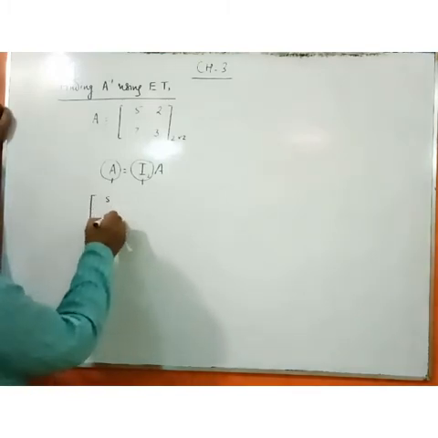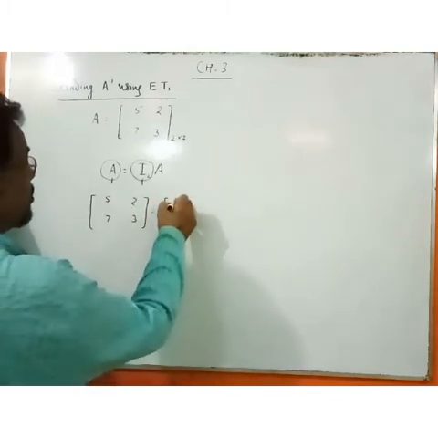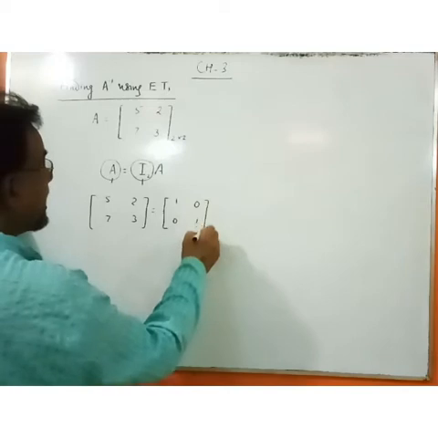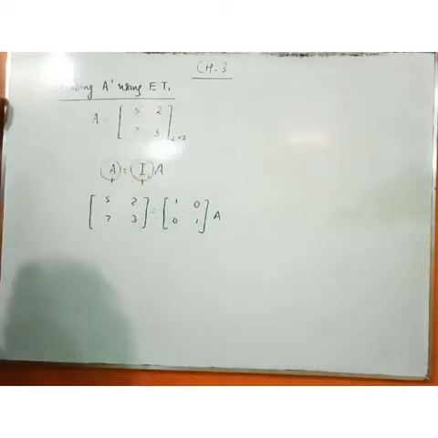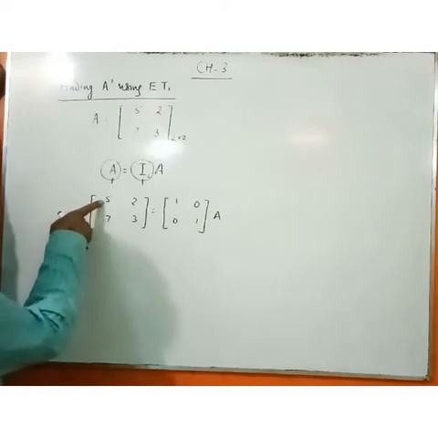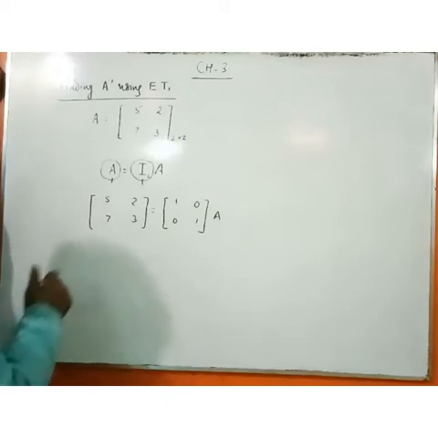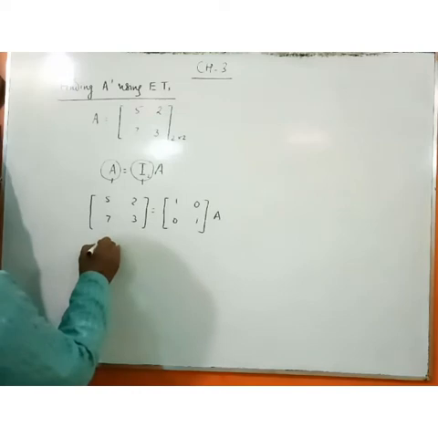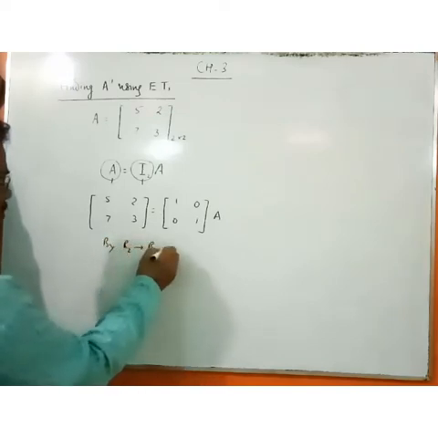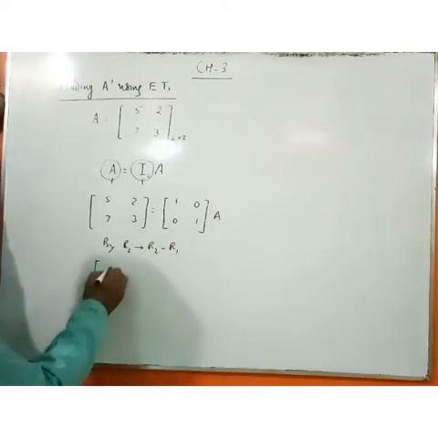This is [5, 7; 2, 3] is equal to [1, 0; 0, 1] and keep this A as it is. Our first motto is to create 1 here in place of 5. So what will we do? First, R2 changes to R2 minus R1. Let us see what we will get.